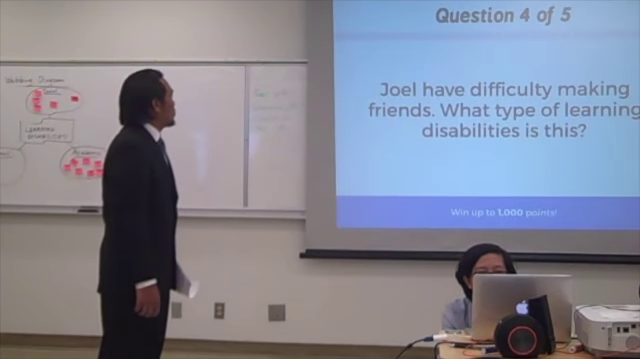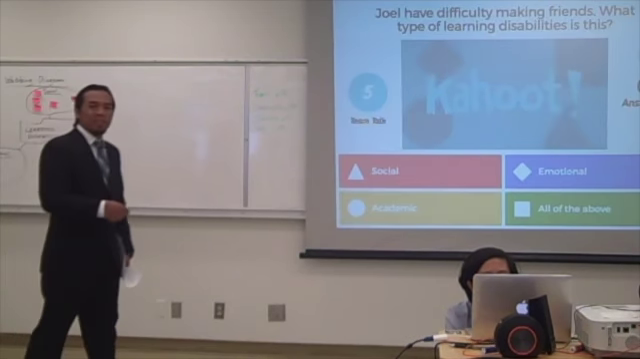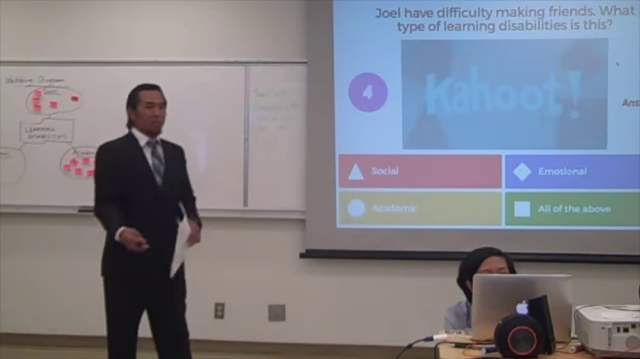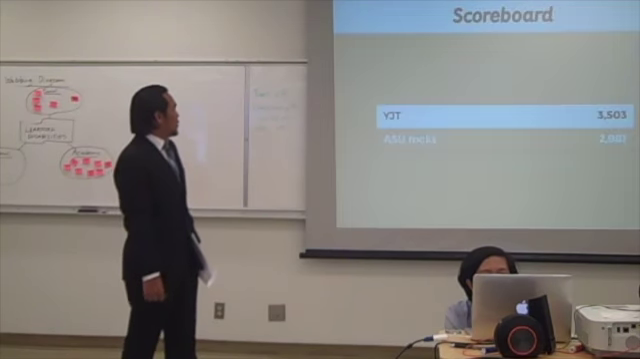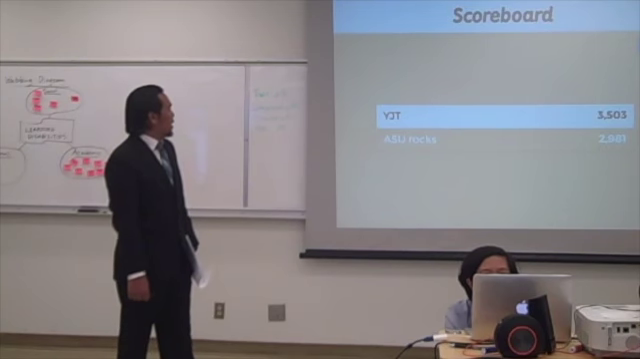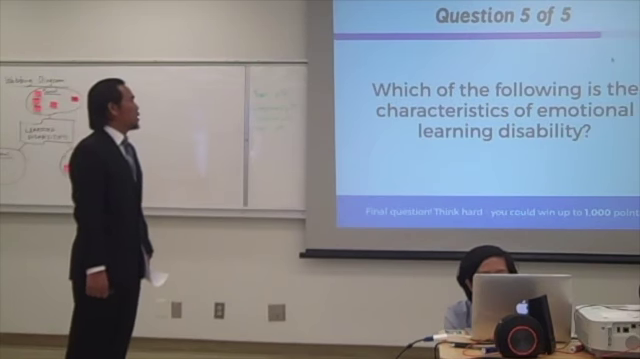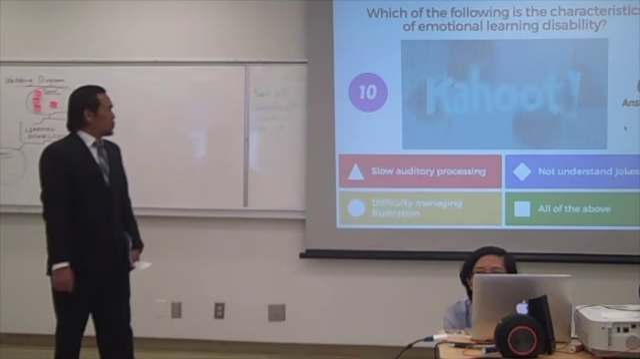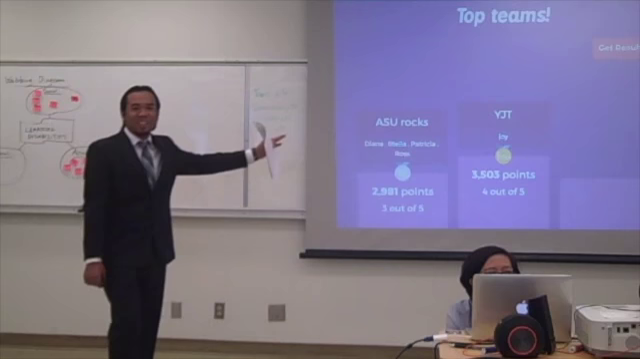And question 4. Joel has difficulty making friends. What type of learning disability is this? Making friends. What kind of disability? What category? Social. And now is the last question. Which of the following is a characteristic of emotional learning disabilities? I think it's easy. Okay, here we go. The winner is YGT.